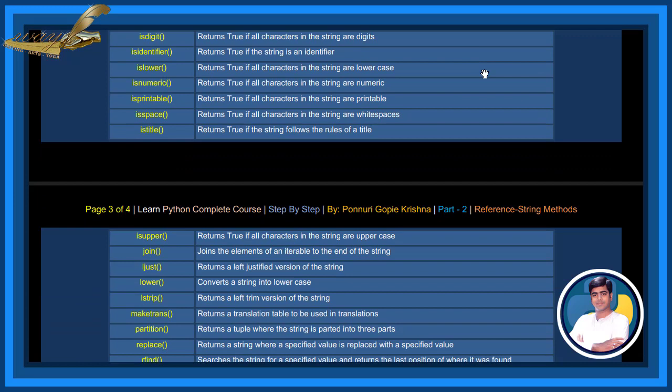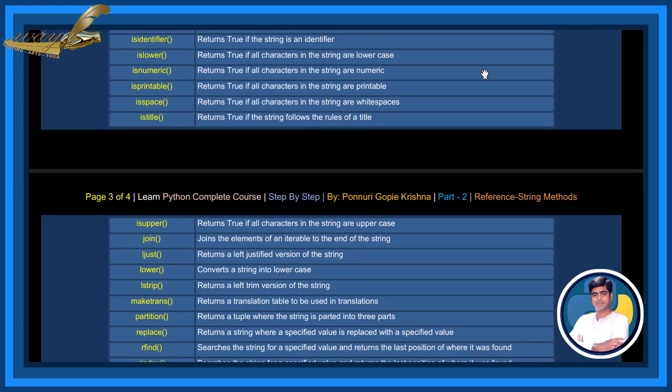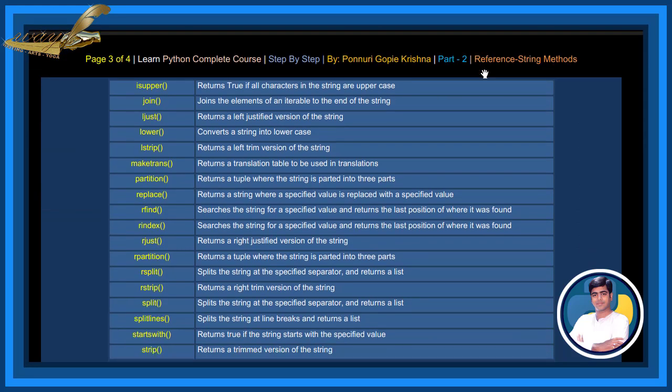Isspace method returns true if all characters in the string are white spaces. Istitle method returns true if the string follows the rules of a title. Isupper method returns true if all characters in the string are uppercase. Join method joins the elements of an iterable to the end of the string.